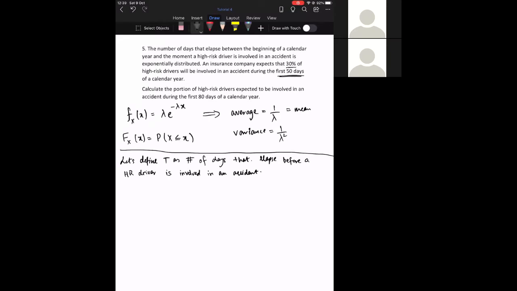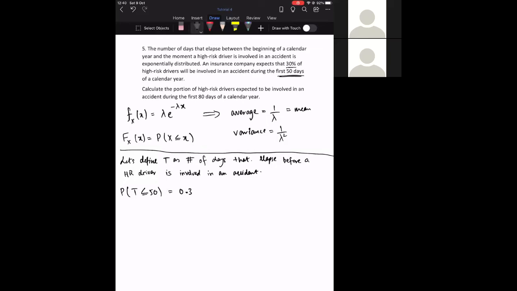So we're given the probability that t is less than or equal to 50, since it says that it can happen in any of the first 50 days. We have t as the number of days that elapsed before an accident, so it makes sense to find the probability of t less than or equal to 50, which we're given as 0.3.